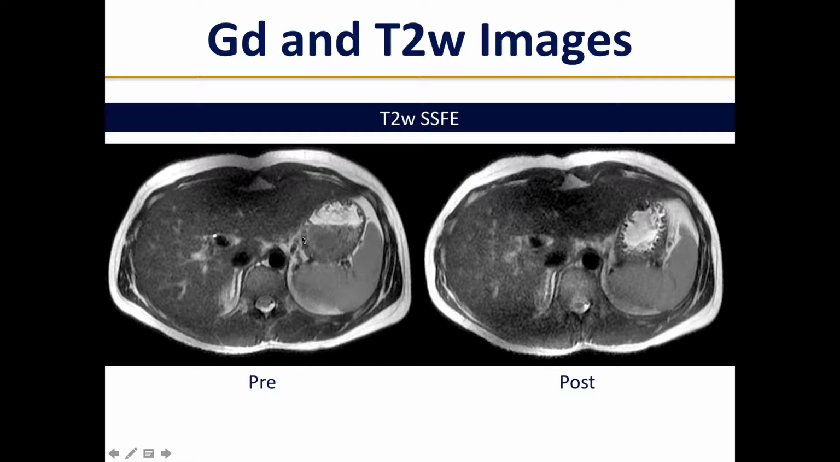So what's the take-home message? The take-home message is that you might as well get your T2 weighted images post-gadolinium. No reason to get them pre-gadolinium unless you're doing a T2 weighted MRCP, and you need your bile ducts to be bright. But if it's not for that, you might as well get your T2 weighted images post-gadolinium.